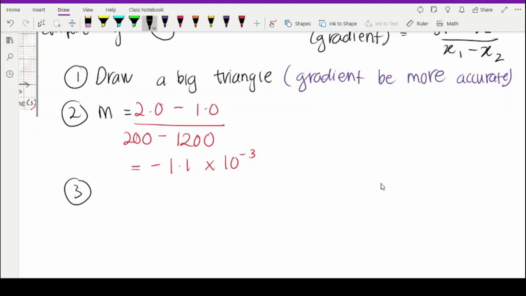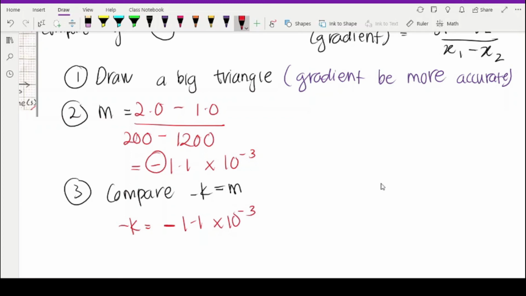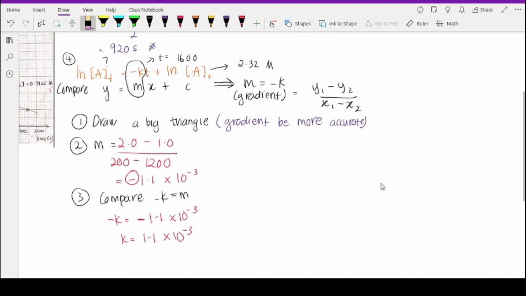So the third step is to compare your negative k with m. Your negative k is equal to negative, your gradient got negative on it, 1.1 times 10 to the power of minus 3. So your rate constant from the graph would be 1.1 times 10 to the power of minus 3. So now you've already found your k. So you can calculate your At straight away. Basically just substitute your k.